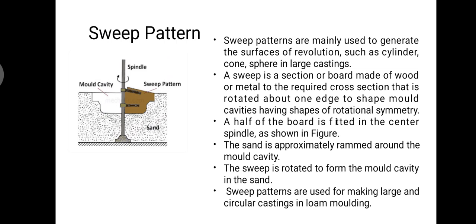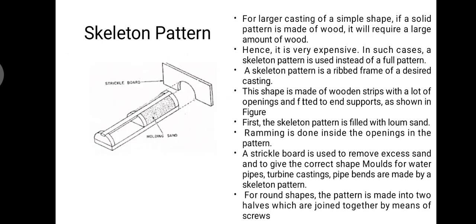Next one is sweep pattern. Sweep patterns are mainly used to generate parts such as cylindrical parts, cones, and spheres in large castings. A sweep is a section or board made of wood or metal, of the required cross section, that is rotated about one edge to shape mold cavities having shapes of rotational geometry. The sand is rammed around the mold cavity. The sweep is rotated to form the mold cavity. Sweep patterns are used for making large circular castings in loam molding.